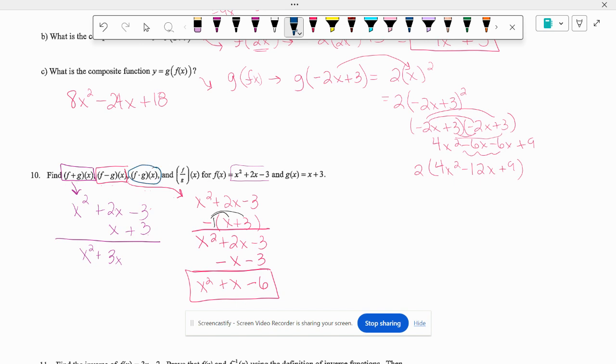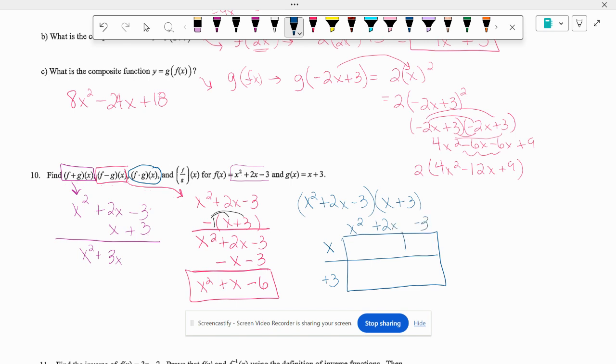The next one is multiply. You're taking f of x times g of x. So f of x, which is x squared plus 2x minus 3, times x plus 3. Whenever I have a trinomial times a binomial, I know that you guys like to use the box method. So we're going to draw a box. That helps you think about it the best way. So x squared, positive 2x, negative 3. This is a 3 by 2 box. x times x squared is x cubed. x times 2x is 2x squared. Negative 3 times x is negative 3x.